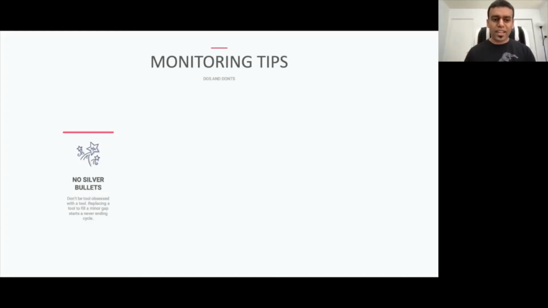And running after a tool or replacing a tool, it's just a never ending cycle because there's going to be new tools that have other functionalities.